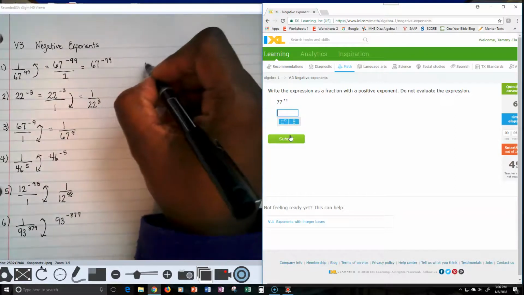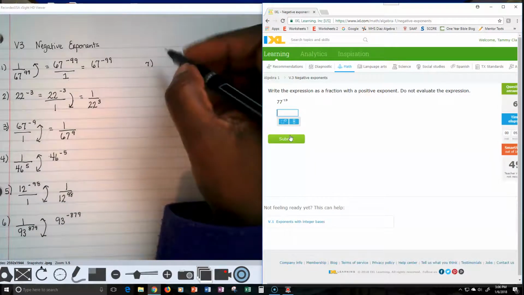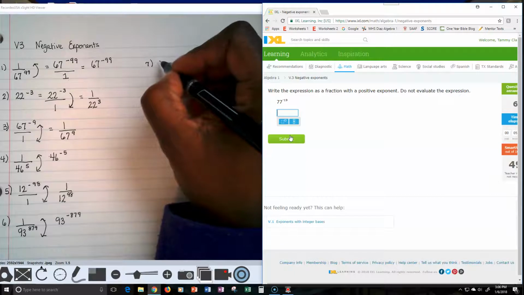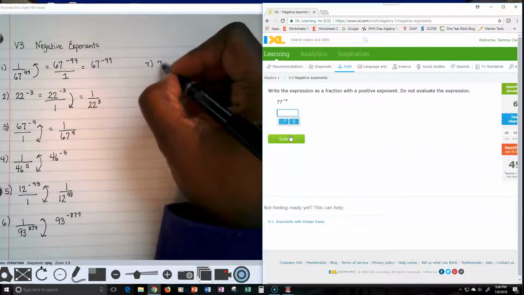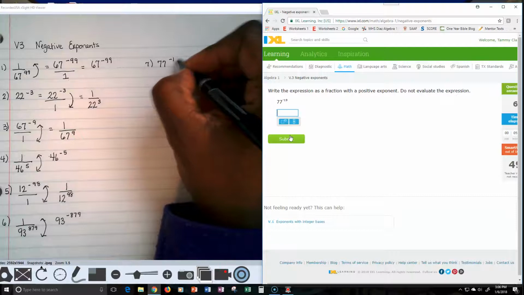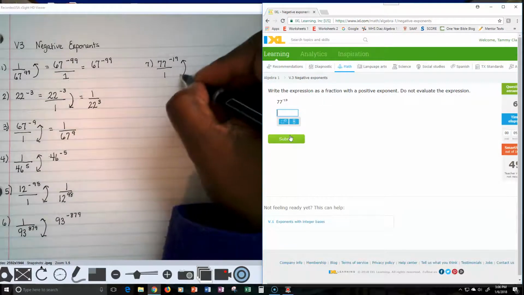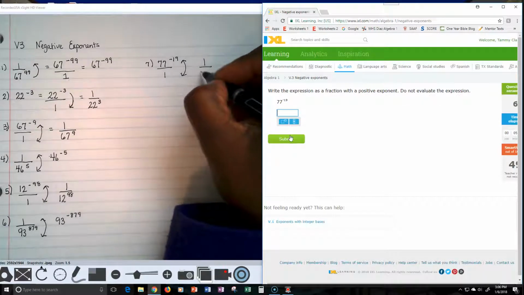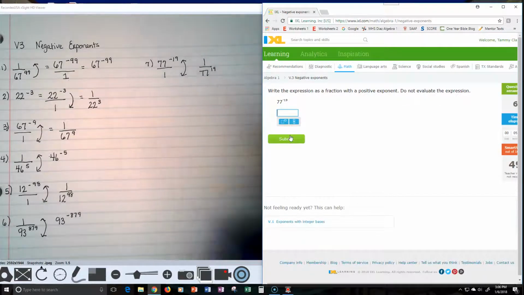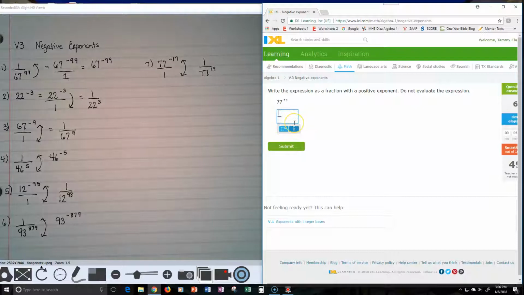Number 7, we are asked to write the expression as a fraction with a positive exponent. We're told do not evaluate the expression. So 77 to the negative 119. Write that over 1. Flip it over. So we've got 1 over 77 to the 19th power.